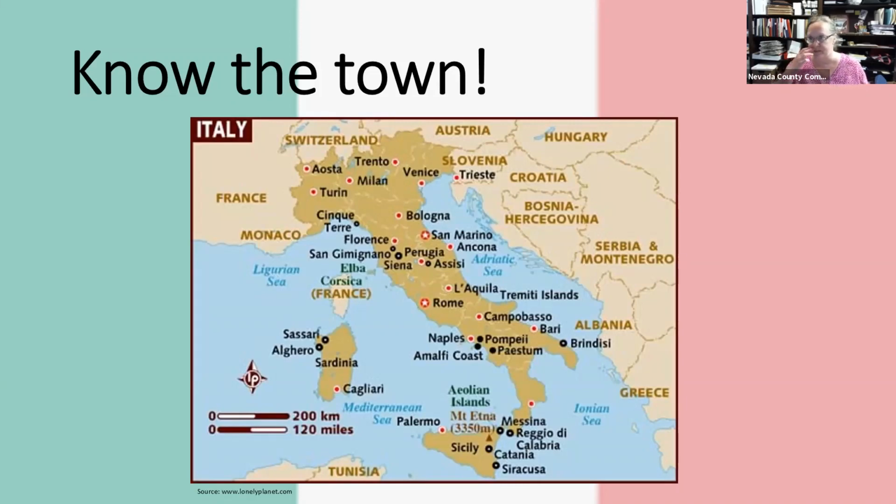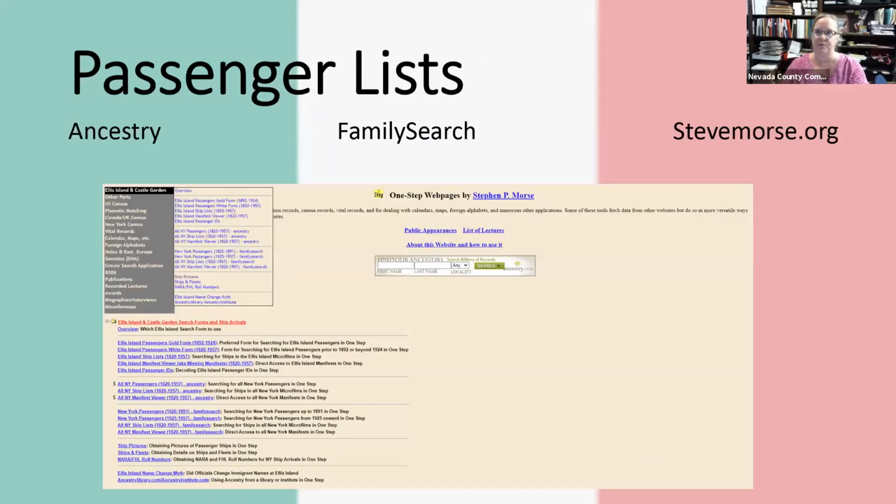So how do you find out what the town is? Well, family lore might tell you. People might say, oh, my great-grandfather came from Parma or Siena or whatever. And if not, or if you have reason to want to double check that, which is always a good practice in genealogy, immigration records should also list the town. So you may want to start with passenger lists.